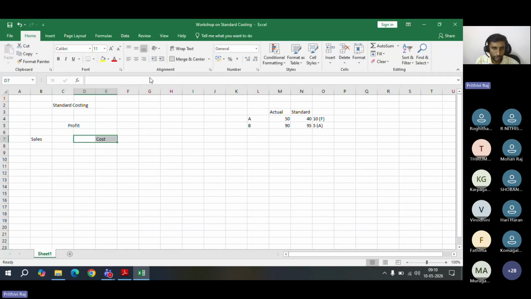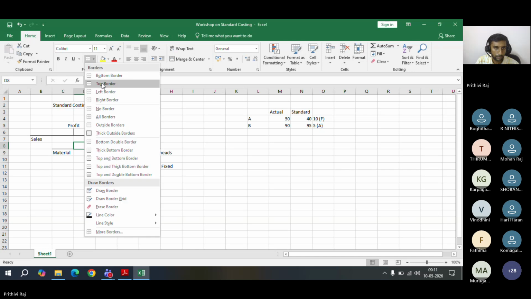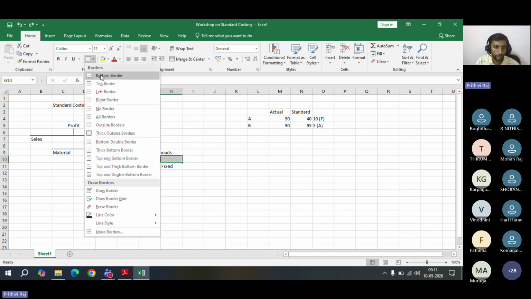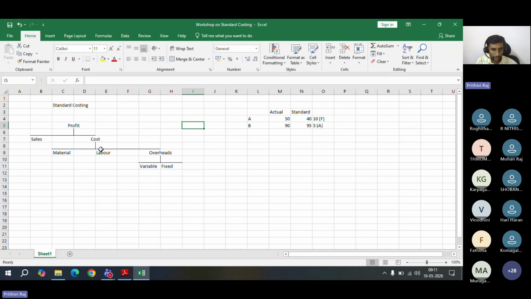Similarly, cost can be further classified into material, labor and overhead. Overheads can be further classified into variable and fixed. So profit depends on sales and cost, and cost can be classified into material, meaning direct material, direct labor, and anything other than direct material and direct labor is known as overheads.